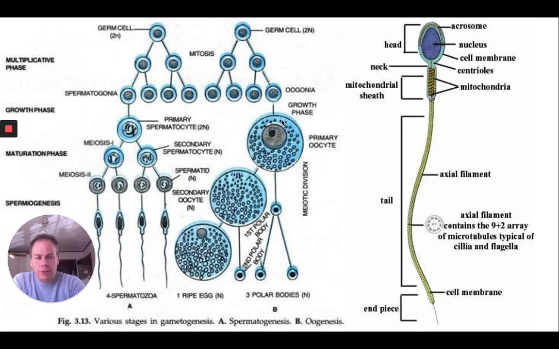So when a cell goes through meiosis to produce an egg cell, it actually produces a single egg cell, whereas in males, one cell undergoes meiosis and produces 4 sperm cells. Sperm cells are specially adapted. They have mitochondria to provide energy to move the flagellum so that they can swim to reach the egg cell during fertilization.